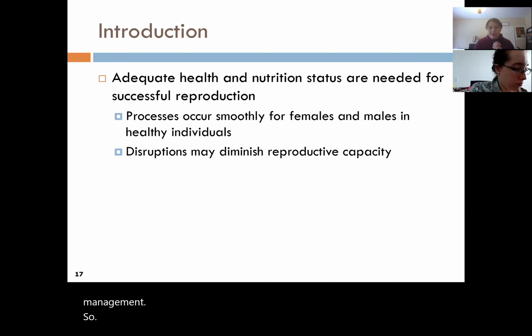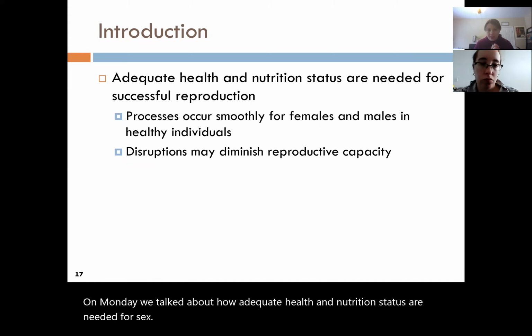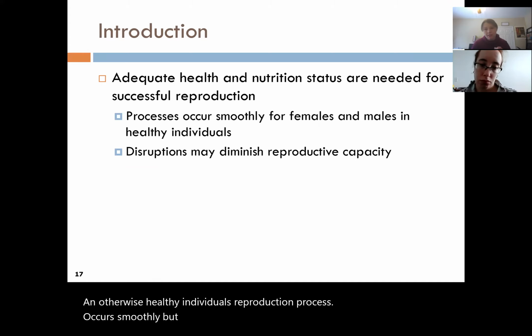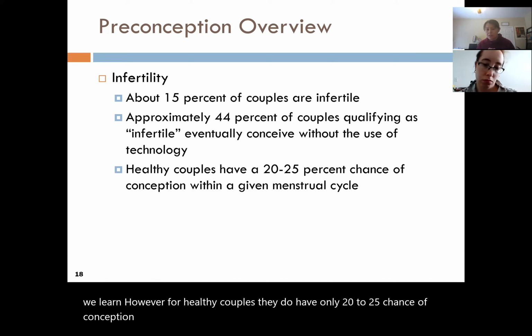On Monday, we talked about how adequate health and nutrition status are needed for successful reproduction. In otherwise healthy individuals, the reproduction process occurs smoothly, but any disruptions to health can diminish reproductive capacity. However, we learned that healthy couples have only a 20 to 25% chance of conception within a given menstrual cycle.